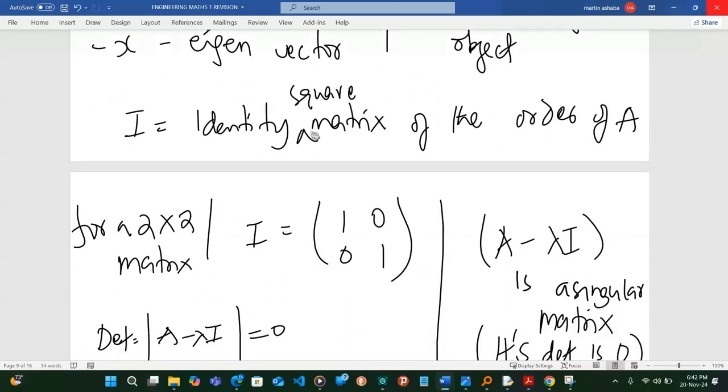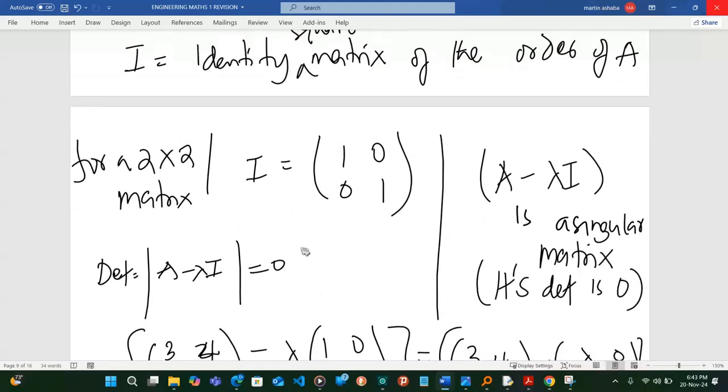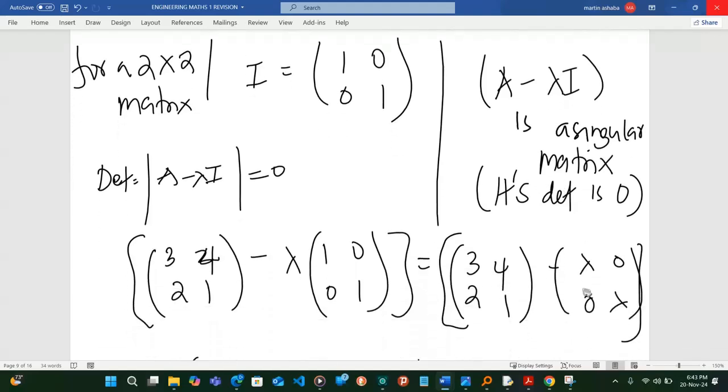Now, I is the identity square matrix of the order of A. So we said if we have a 2 by 2 matrix, then the identity matrix becomes 1, 0, 0, 1. And we said what we are always going to be looking for is the determinant of the matrix A minus lambda I is equal to 0. Because A minus lambda I is a matrix that we are calling a singular matrix. For it to be singular, then its determinant has to be 0.